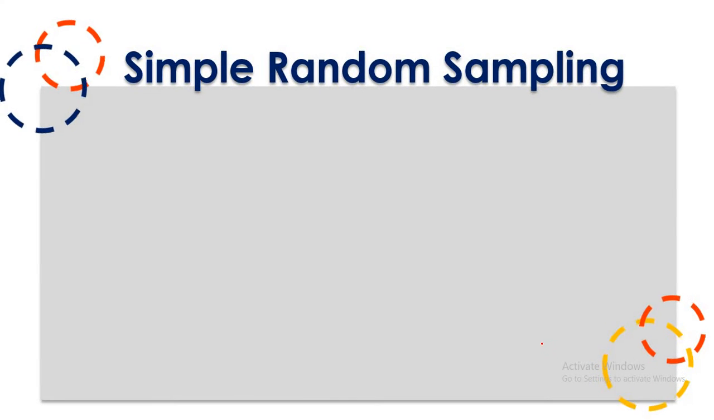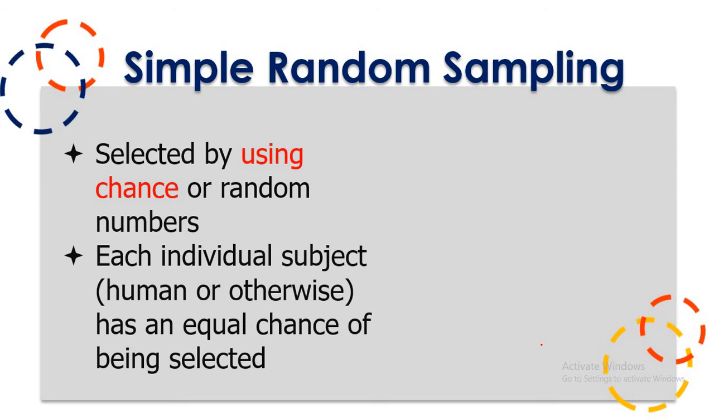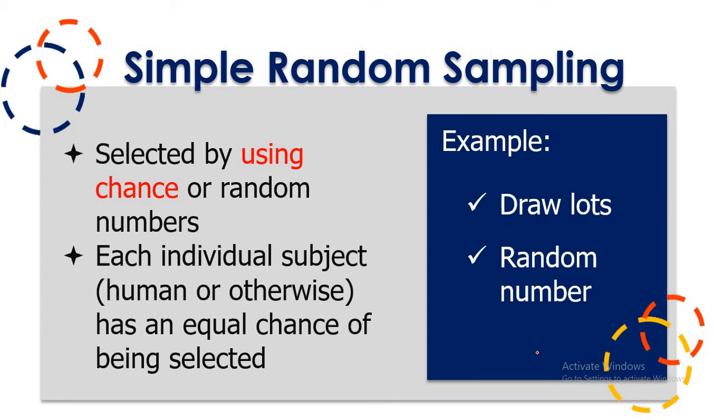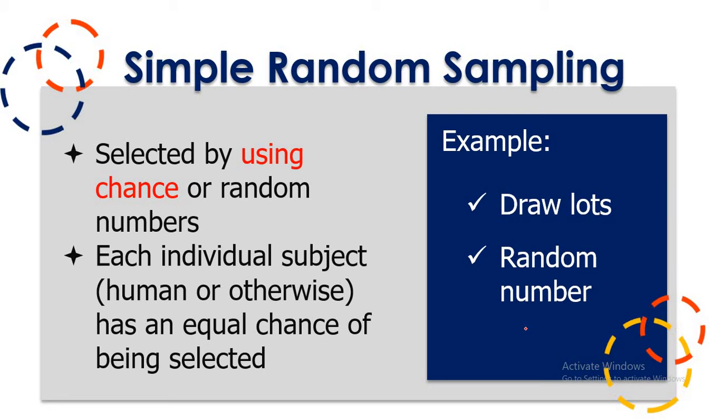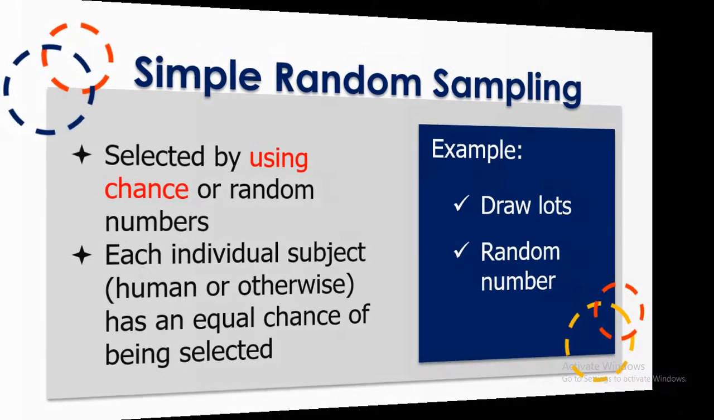The first one is the so-called simple random sampling. In simple random sampling, it is selected by using chance or random numbers. That is the very usual example. Each individual subject, human or otherwise, has an equal chance of being selected. So some other examples are draw lots and random numbers, or the so-called random number generator. So it's simple random sampling because it only consists of chance. The selection is happening by chance or really random.